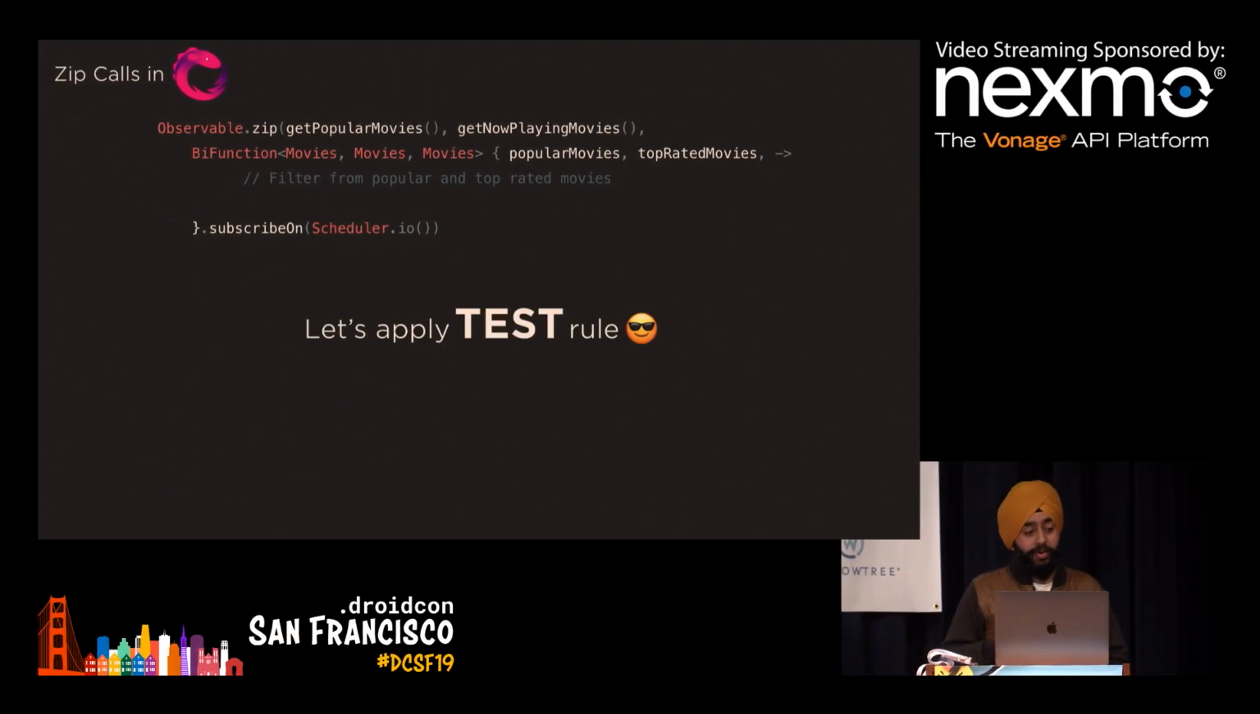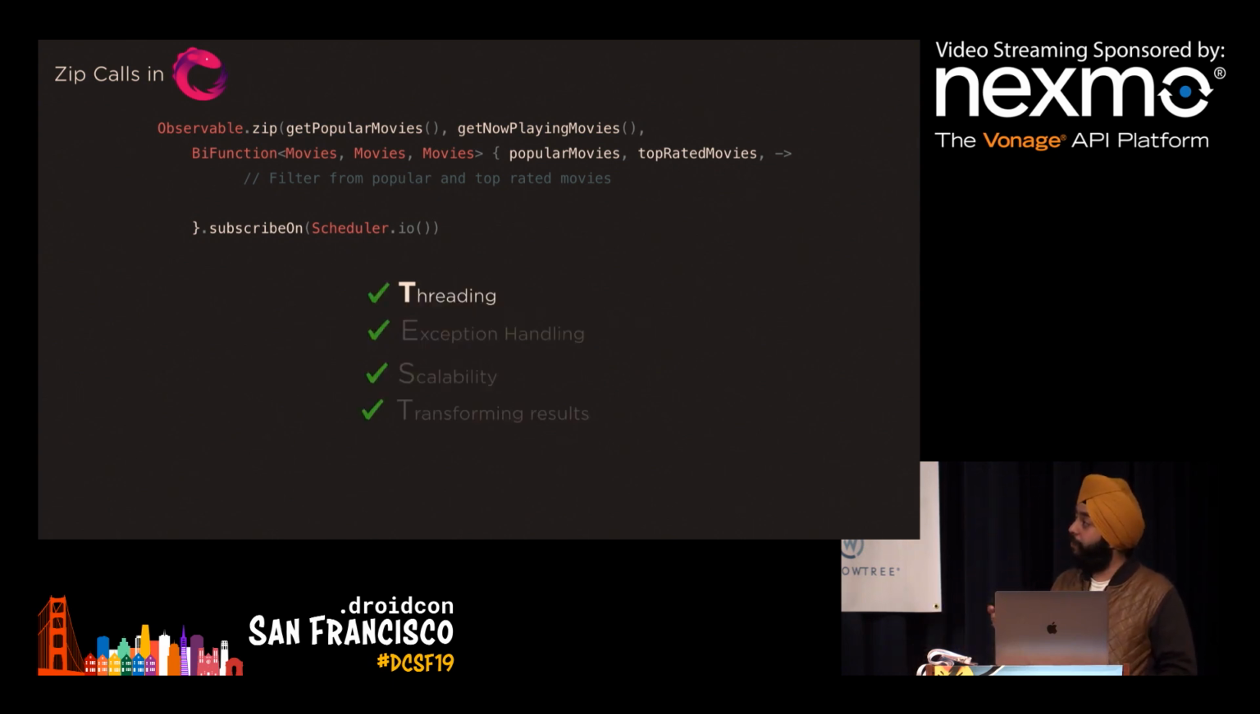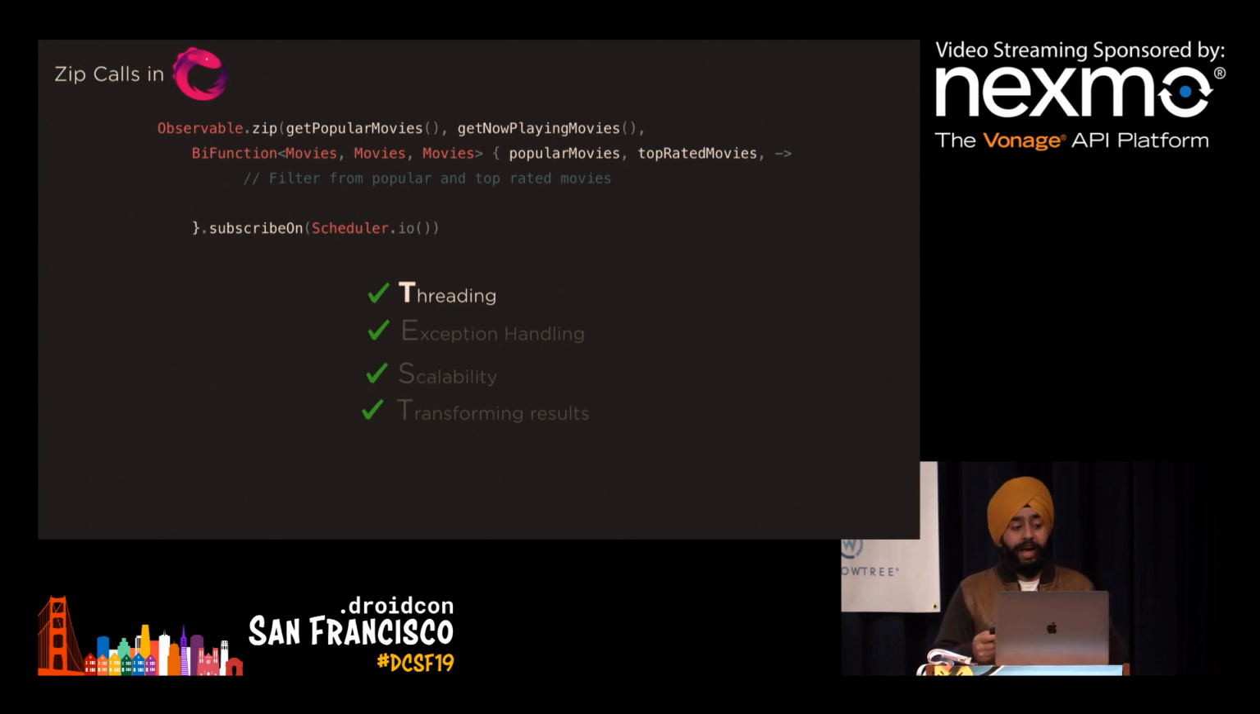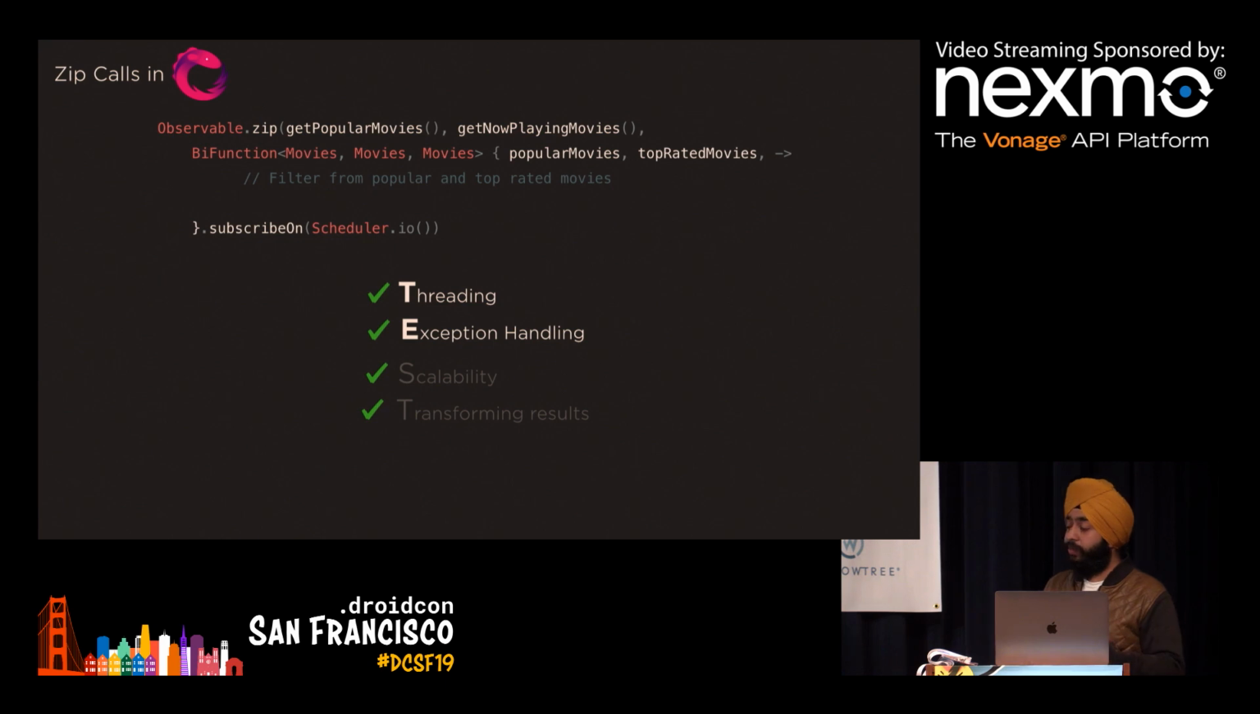Now, I have a test rule here, which I'll be applying. It says that when it comes to threading, it is very easy. If you have knowledge about subscribeOn and observeOn, you can easily switch your threads and have a smooth transition over them. When it comes to exception handling, you can do it very easily because you have a ton of operators here. You can place an onErrorReturn at the individual level of get popular movies and get now playing movies, and you can get to know what error can be there.